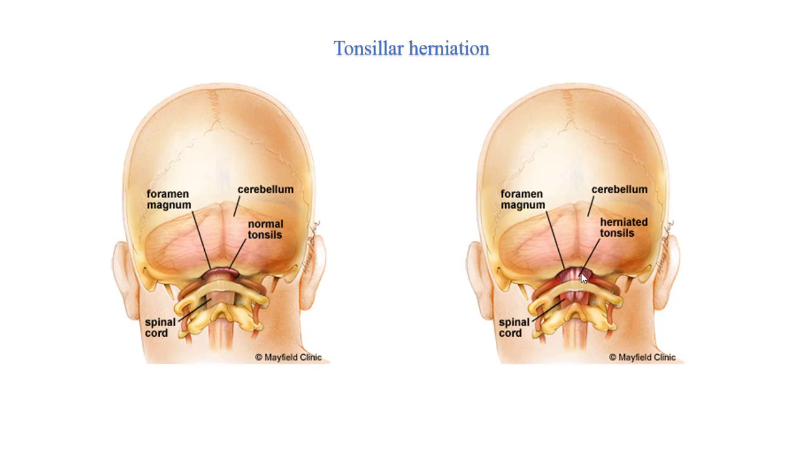This condition is known as tonsillar herniation. Usually, tonsillar herniation is caused by an expanding infratentorial mass such as cerebellar hemorrhage. The cerebellar tonsils force through the foramen magnum, compress the brainstem, and obstruct cerebrospinal fluid flow.